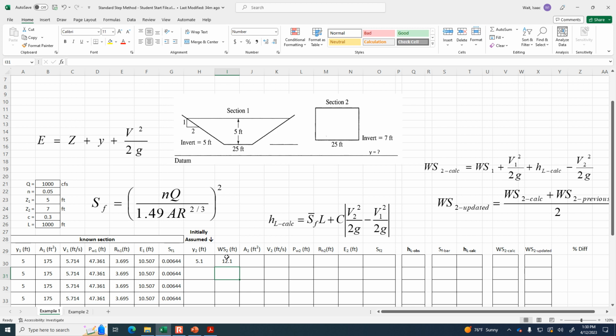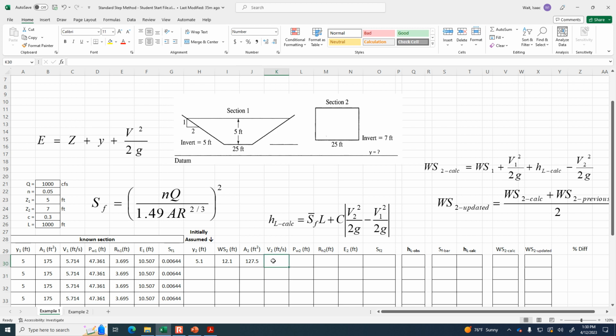Okay, so the water surface is the distance from the datum up to the water, and if our depth is 5.1, then the water surface elevation is 12.1. Luckily, the geometry here is relatively easy because it's rectangular. So area, for example, is simply 25 feet wide times whatever the depth is. That's easy enough for the cross-sectional area.